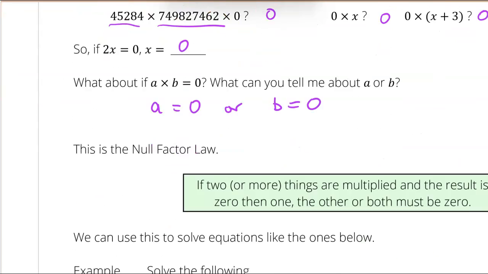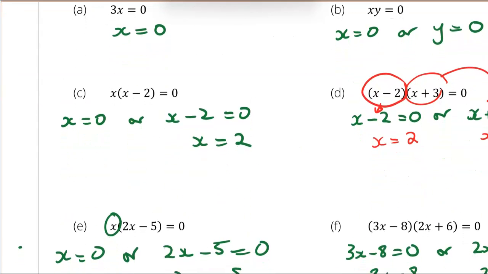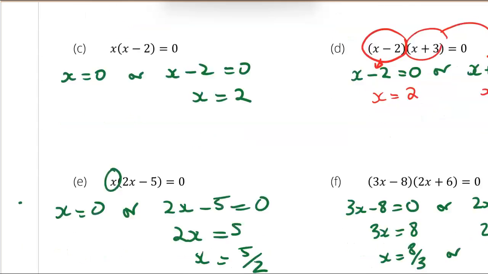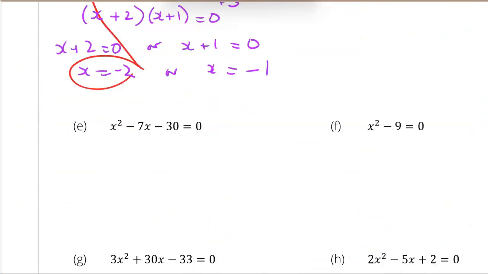So the point is, more than one solution to equations. You've never seen that before, really. And then we're going to connect it to all the work we've done on quadratics.